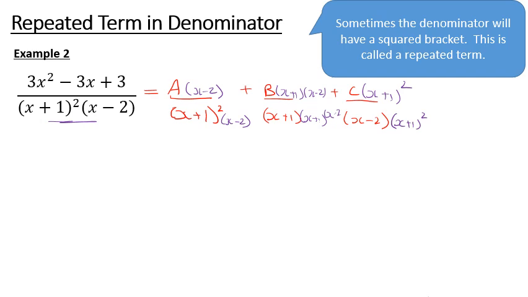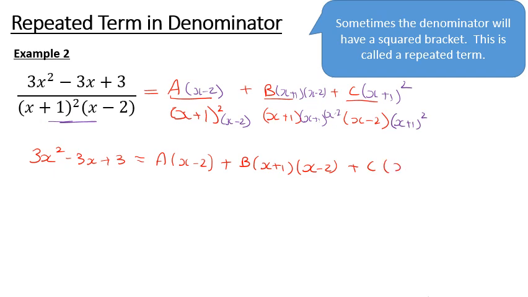By having the same common denominator, we can get rid of all the denominators and just focus on the numerators. So on the left-hand side, we had 3x squared minus 3x plus 3, and on the right-hand side, we have a multiplied with x minus 2 plus b multiplied with x plus 1 and x minus 2, and then c is multiplied with x plus 1 squared.